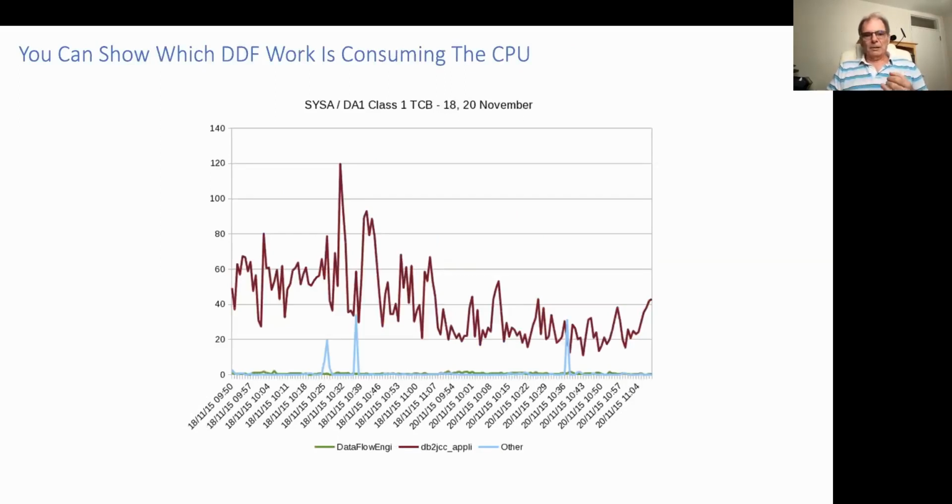You can very readily see which DDF work is consuming the CPU. And here, you get used to seeing DB2 JCC apply, which is the correlation ID for JDBC. So you can see it's JDBC app that's driving CPU. It's a slightly weird pattern here, and again, it's across two days, and it looks better in the second day than the first. But drilling down below the subsystem level, let's say at the 1-minute level, is something you can readily do.